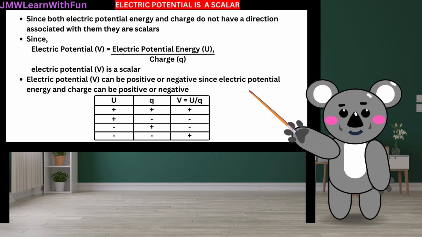If U and Q both are positive, V is positive. If U is positive and Q is negative, V is negative. If U is negative and Q is positive, V is negative. If U and Q both are negative, V is positive.